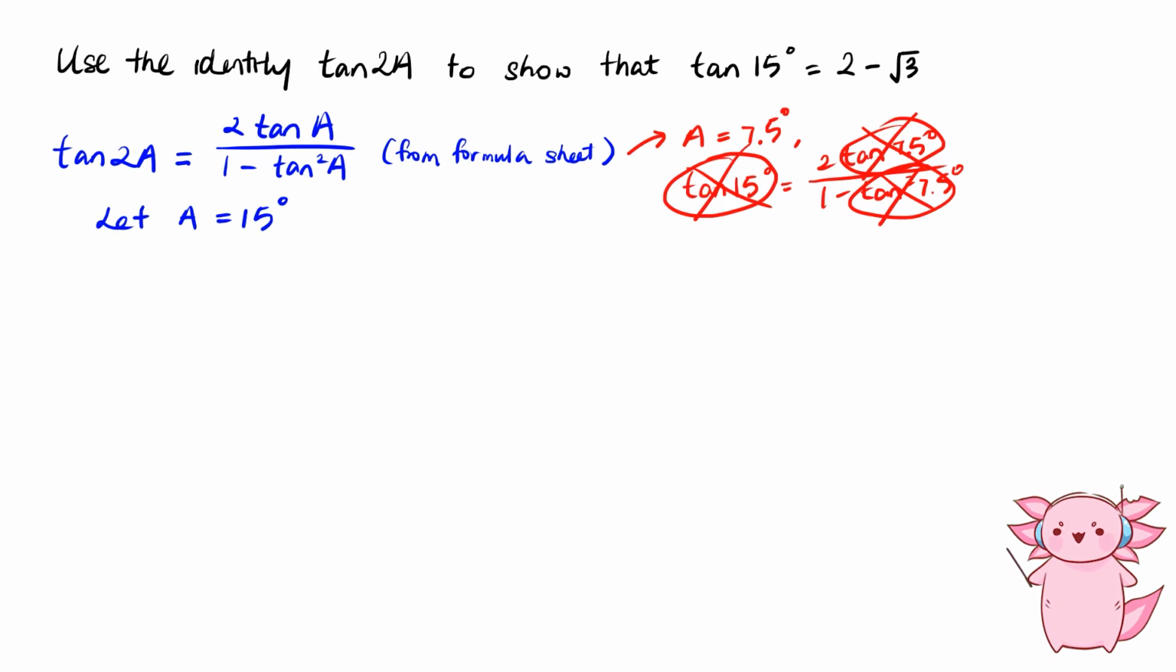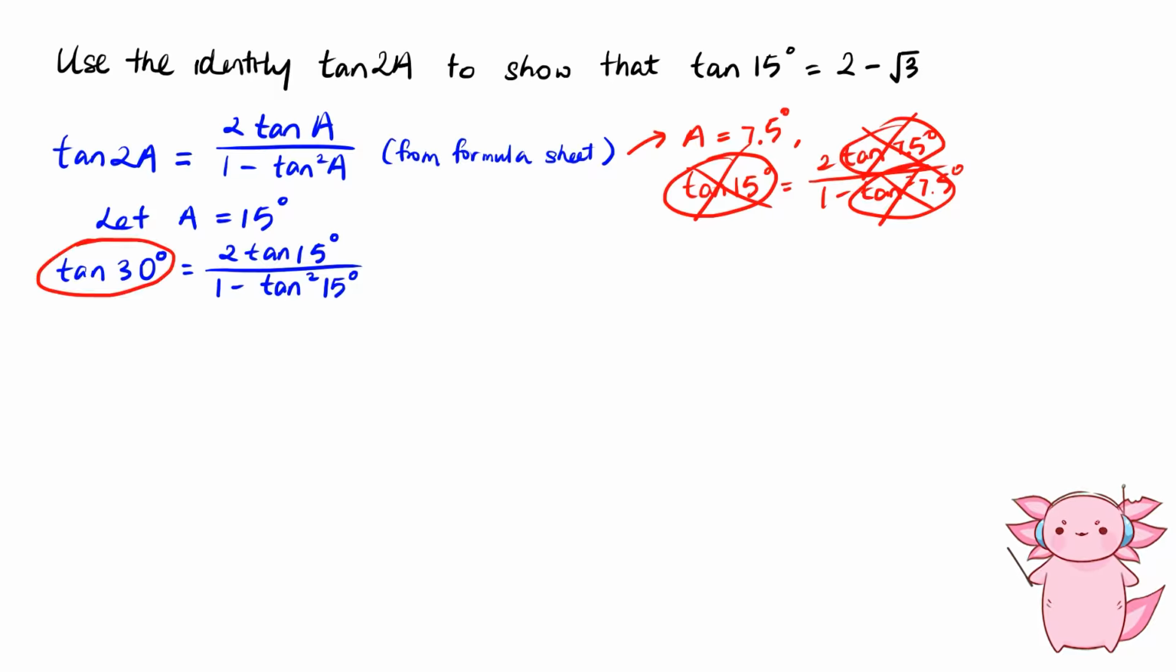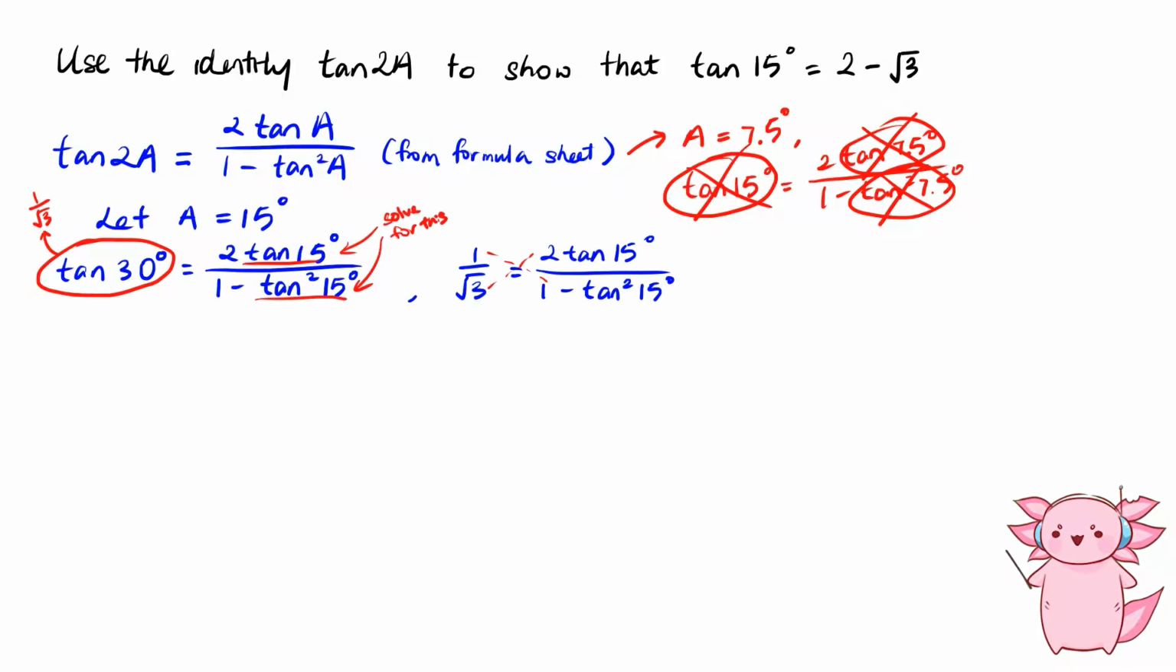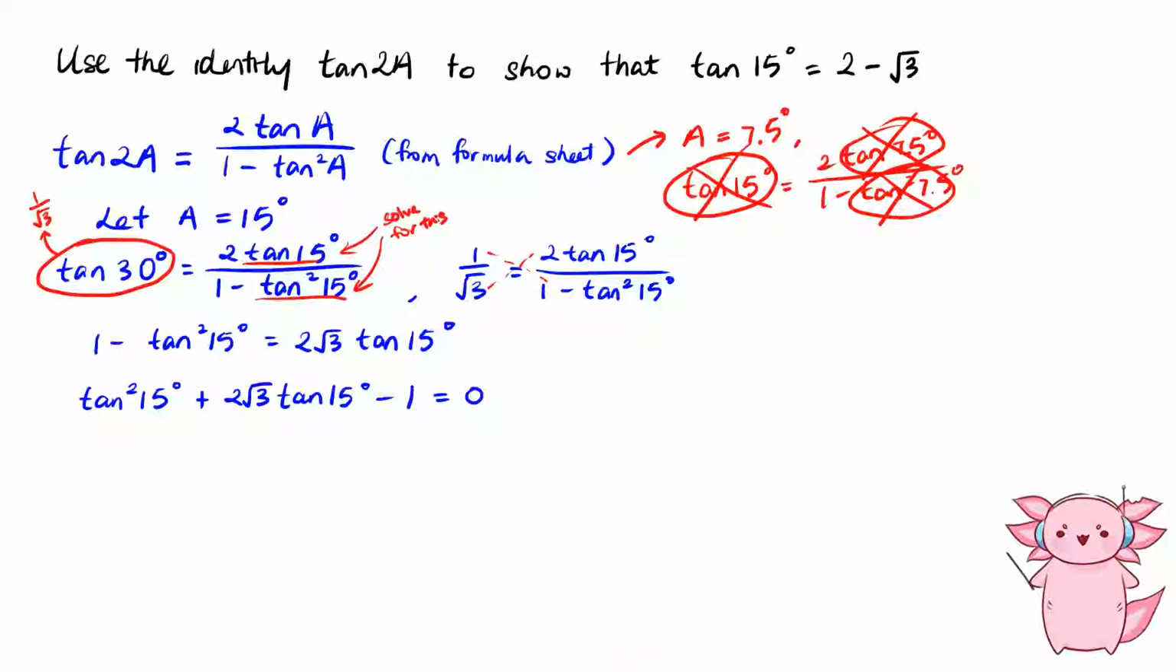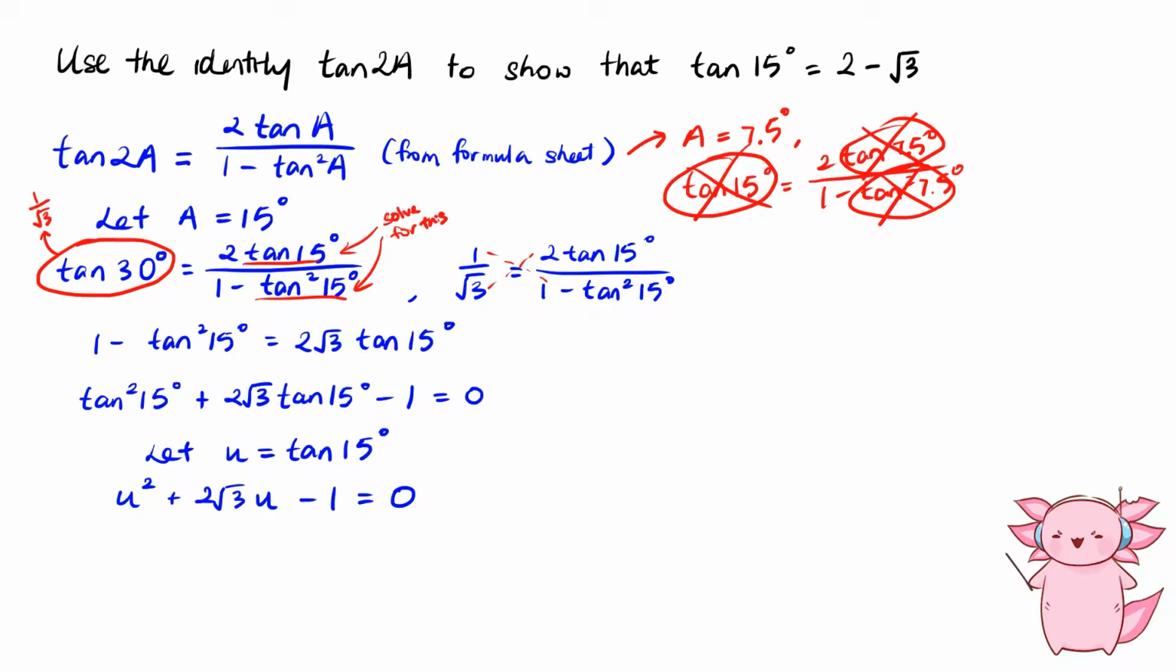So instead, let's try a is equals to 15, and on the left side we have tangent 30, which is a principal value, which is just 1 over root 3, and on the right side we have tangent 15. Now after we cross multiply and shift everything to one side, we can let u is equals to tangent 15, and ta-da! We have a quadratic. But we're not out of the woods yet.